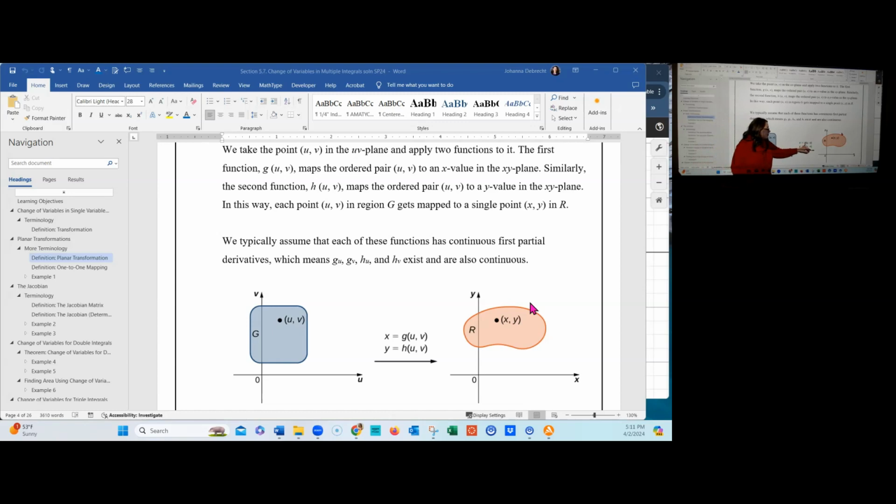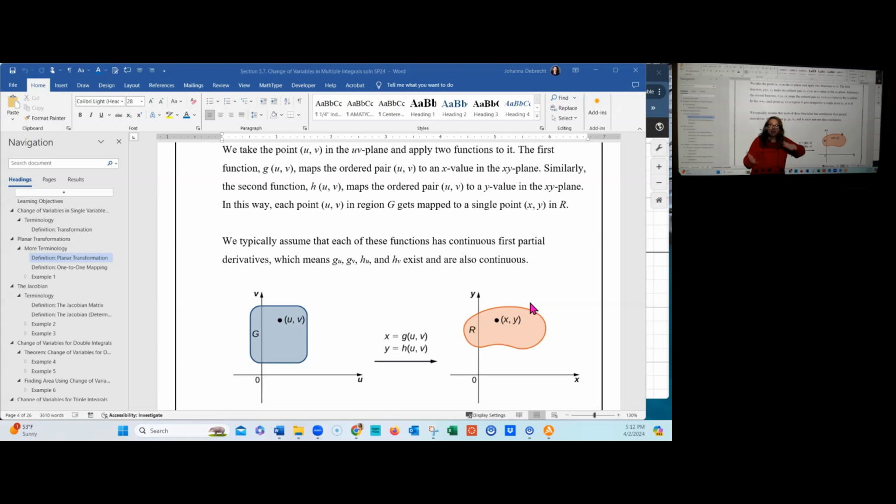So the first function will take some equation with u and v and convert u and v into the x coordinate in the new region. And the function h will take u and v with some equation that will generate the value for y in the new region. So this transformation is mapping G onto R. And we would say that G is the domain of the transformation and R is the image of the transformation.